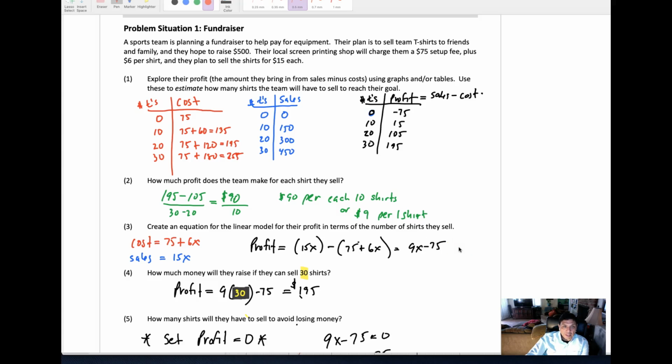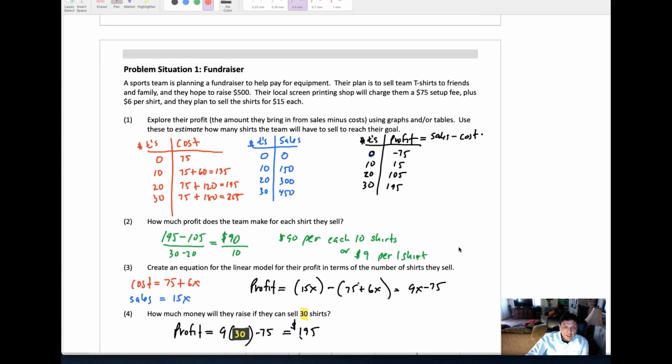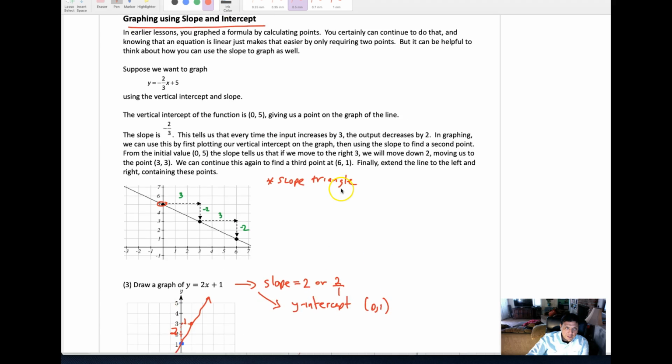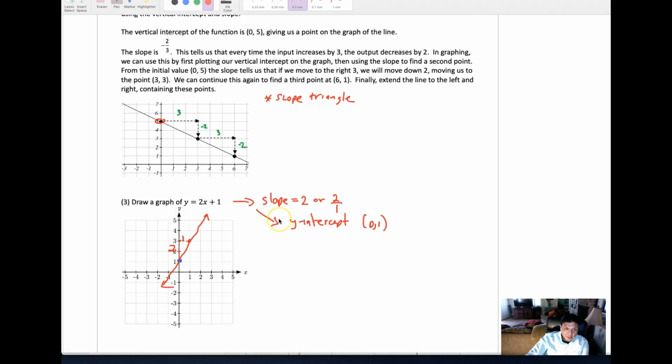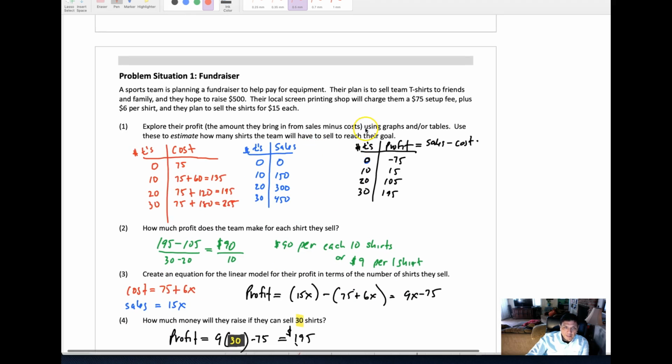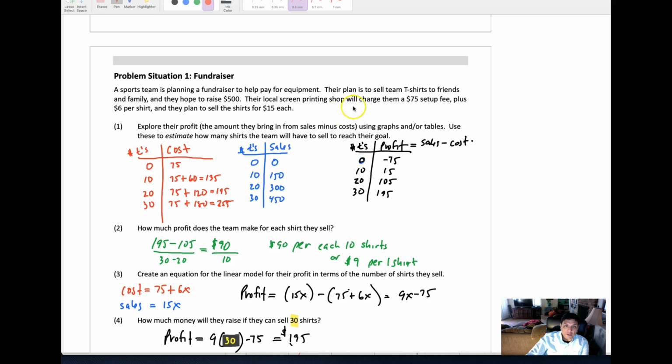Okay, let's continue looking at lesson 3.3. This time, let's look at an application problem. We left off graphing. I showed you Desmos to kind of help you graph points. And so now here's a situation where we have, again, a very simple scenario.